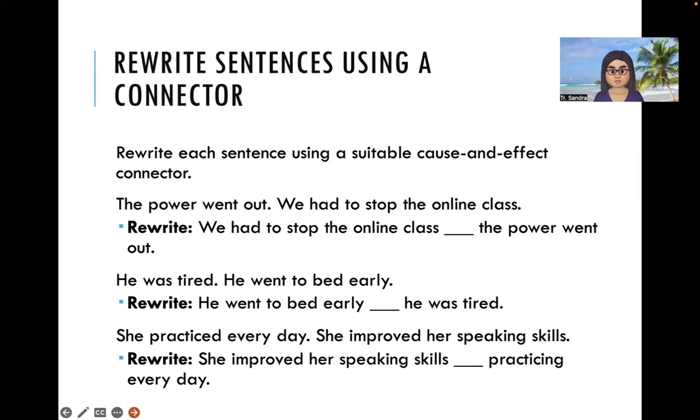So you have to rewrite. We will have to stop the online class. The power went out. At that time, which connector should we use? Because, teacher. Very good. We have to stop the online class because the power went out. Okay. We have to prepare now because it's just the winter season and there are a lot of power outages. And what would happen in summer? We need to prepare for that.